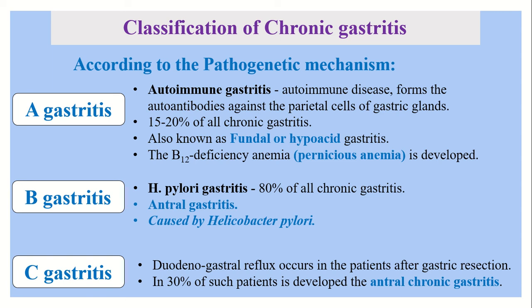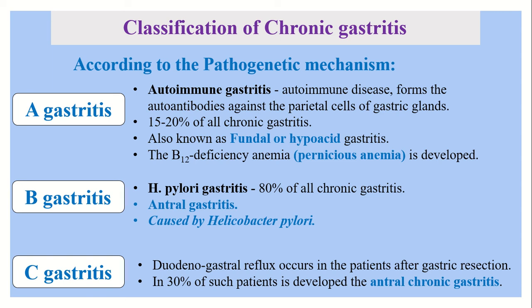One of them is the pathogenetic classification, according to the pathogenetic mechanisms. There are three types of gastritis: A gastritis, B gastritis, and C gastritis. A gastritis, another name is autoimmune gastritis. This is an autoimmune disease that forms autoantibodies against the parietal cells of the gastric glands that produce hydrochloric acid. It is also known as fundal or hypoacid gastritis, because the parietal cells are damaged by the autoantibodies and can't produce hydrochloric acid, and the stomach becomes a hypoacid environment.